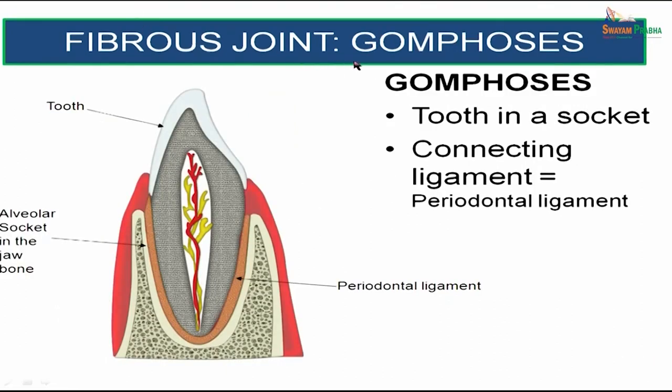Then we come to the next type, that is gomphosis. Gomphosis means it has a peg and socket arrangement. So, we have the tooth which is fitting into the socket called the alveolar socket, which is present in the jawbone, and it is connected by a fibrous ligament called the periodontal ligament.